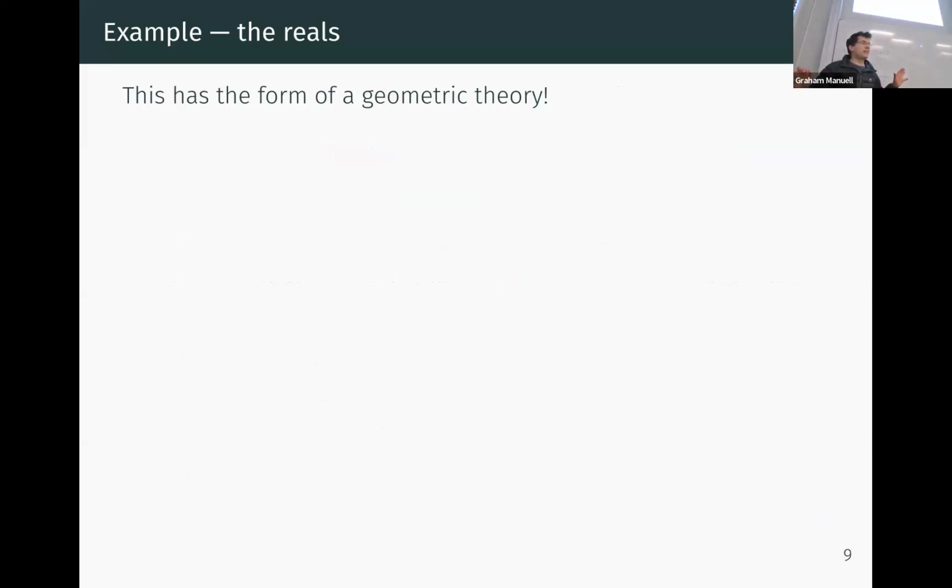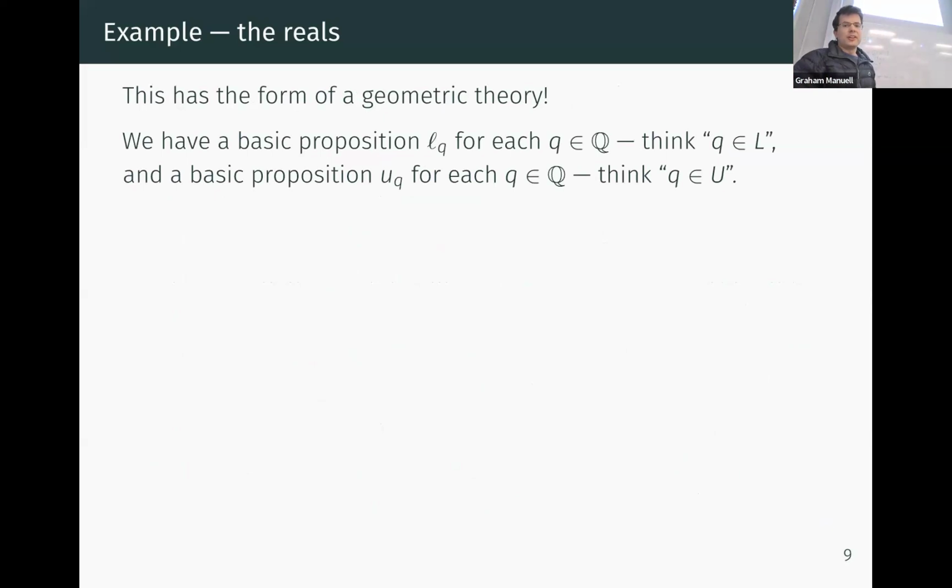But this actually is a geometric theory secretly. So how do we see this? When we say that some rational Q is an element of L, we can think of this as a basic proposition. So we give this a name, LQ. LQ is the basic proposition which we're thinking of as meaning Q is an element of L, Q is a lower bound. And then you also have a basic proposition UQ, which says that Q is an upper bound.